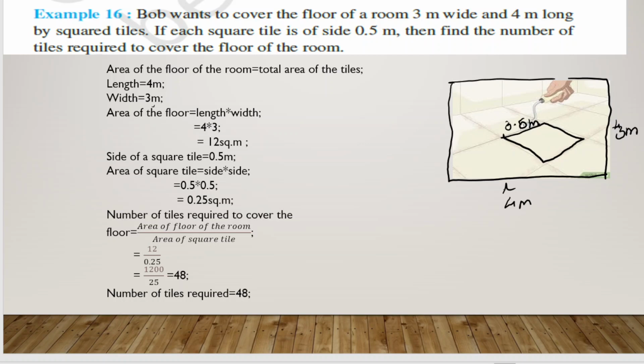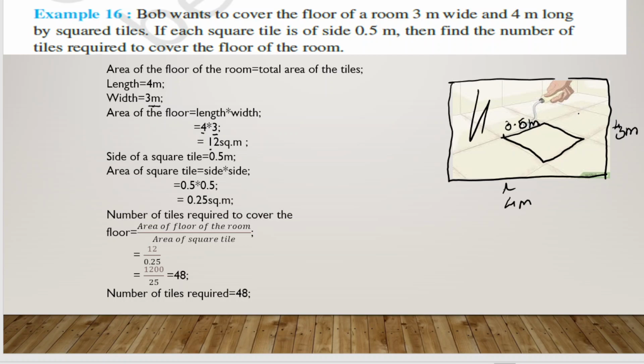So the area of floor of the room is equal to the total area of the tiles. So here the length was given 4 meters and width was given 3 meters. You know that area of floor is equal to length into width. So the area of the rectangle is 12 square meters, because the length and width are in meters, so the area is in square meters. And it has been given that the side of a square tile is 0.5 meters.